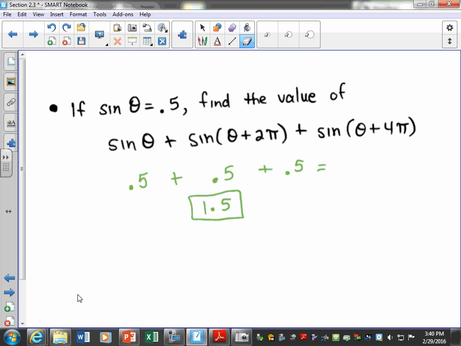Alright, so here's just a rough example. It tells us if sine of theta is 0.5, find the value of this. Now, what we want to know here is this information they gave me. And remember, this is periodic, so theta plus p. Well, if it's plus p, we just evaluate sine of theta. Sine of theta is 0.5 again. This one's periodic, so we just have sine of theta, so you would just get 0.5 plus 0.5 plus 0.5 is going to be 1.5.